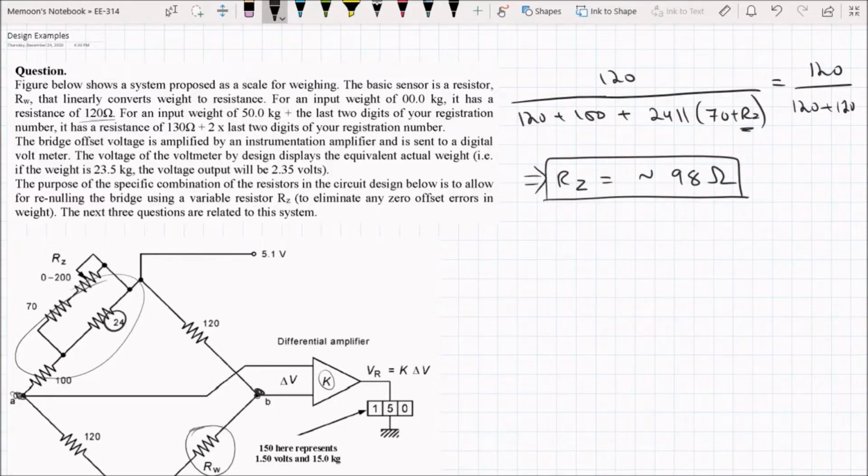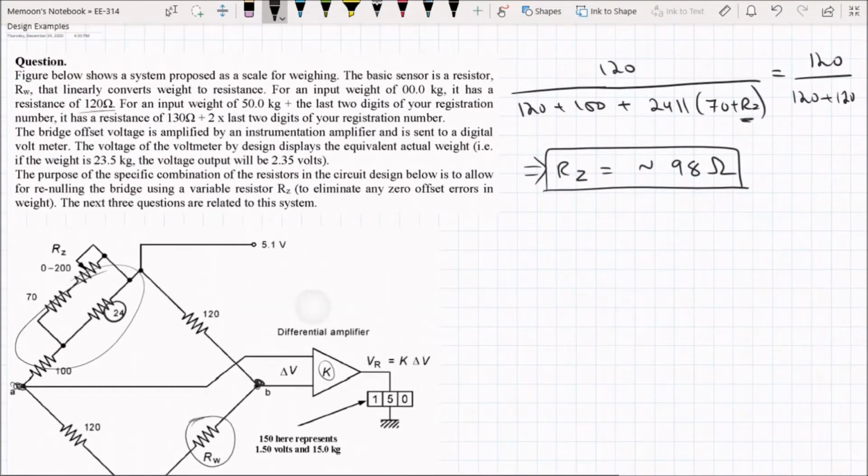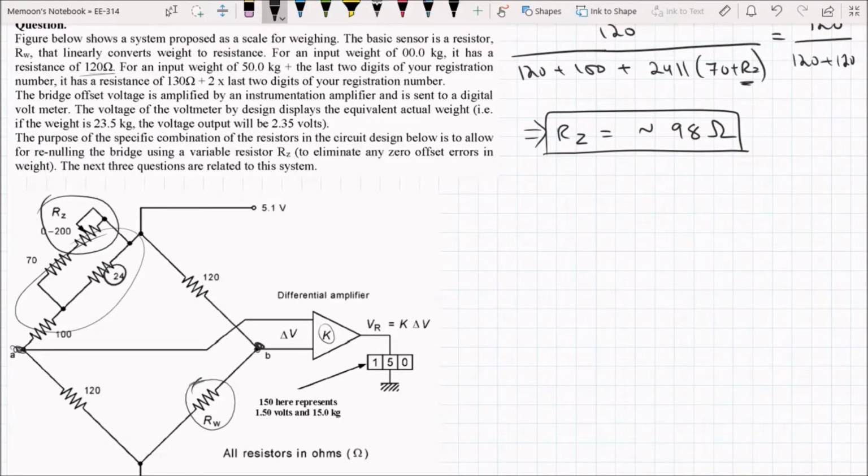In part B, it was asked for what minimum and maximum values of Rw can the bridge be nulled using Rz. So this Rz is used for offset correction, for zero correction. So let's find out for what values of Rw can this bridge be nulled by Rz. And Rz can change between which range? Rz can change between 0 to 200 ohms.